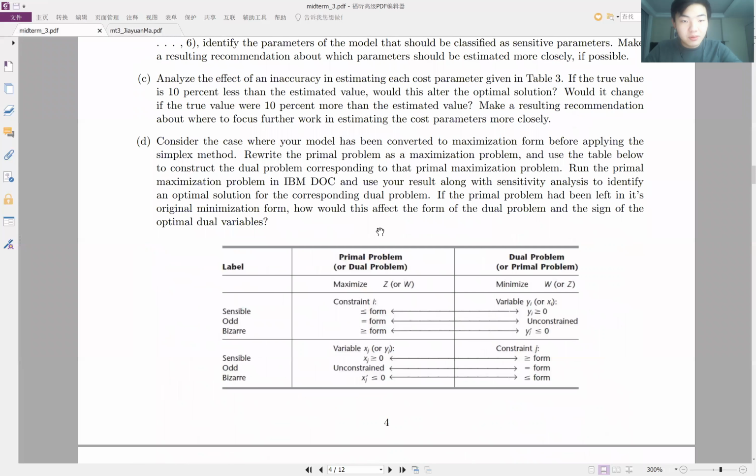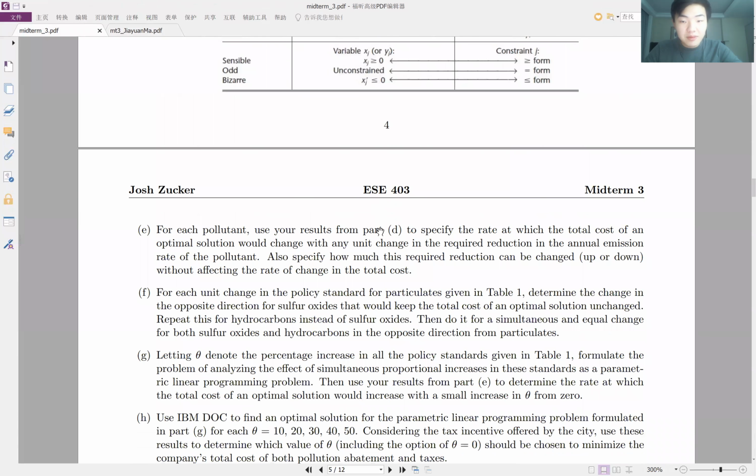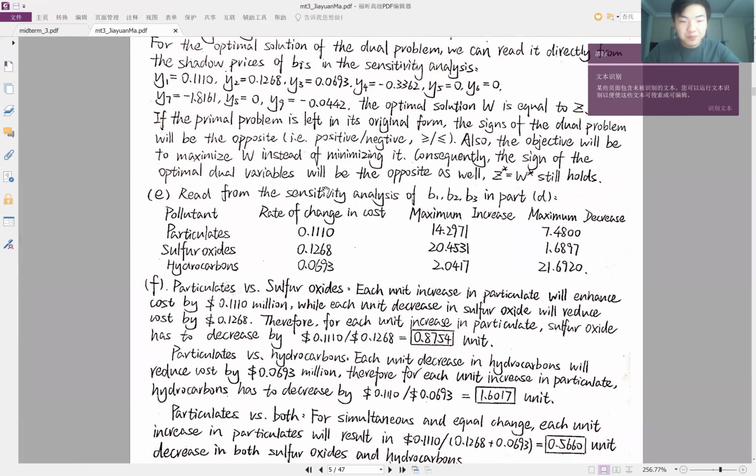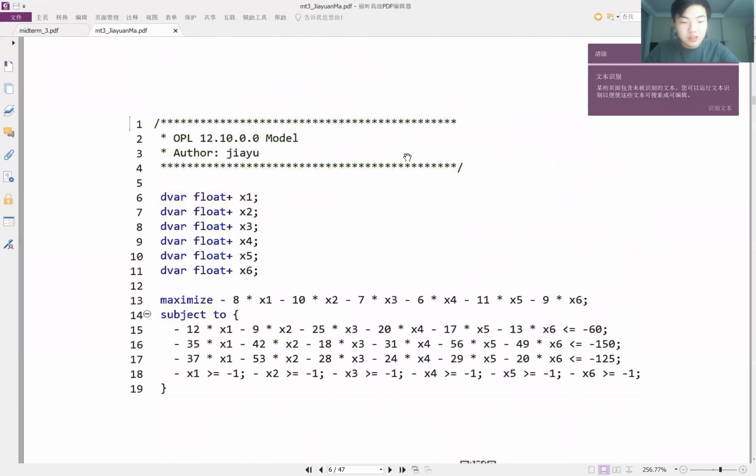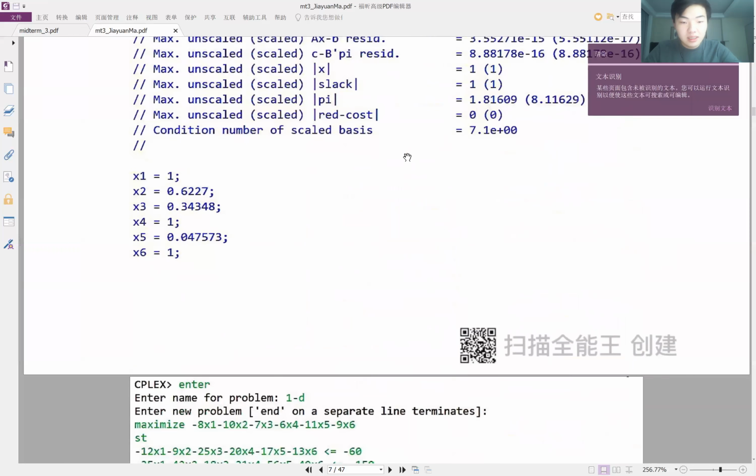And let's see, for part E, we have to specify the rate at which the total cost might change, right? So basically, we only need to read from the sensitivity analysis of part D, which is shown below. Let's see. Yeah, it's here.